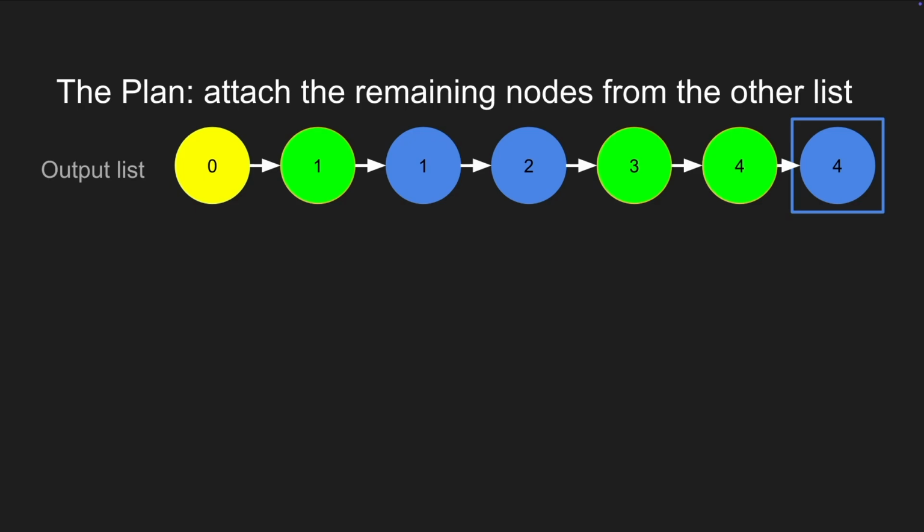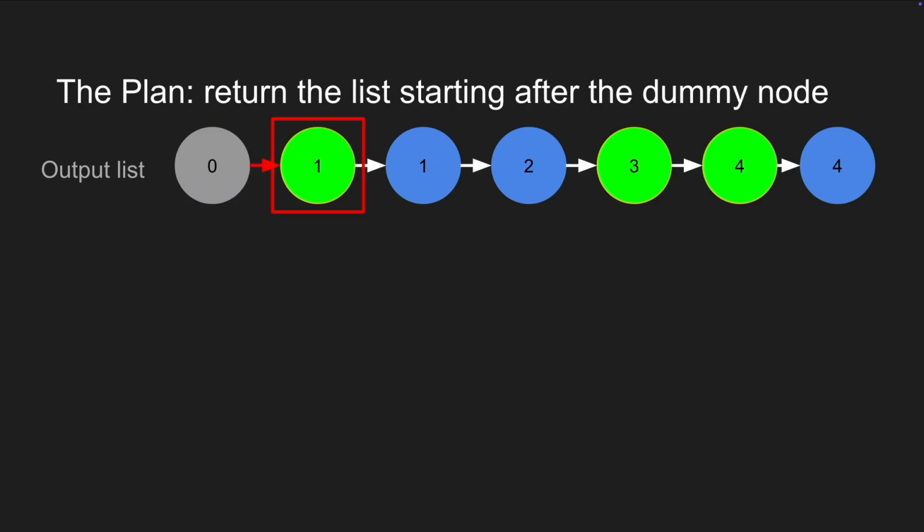However, we cannot do it from the dummy node that we created. We have to return it from the node that is after it. In this case, it's the node with value 1. Now that we have a plan, let's code.